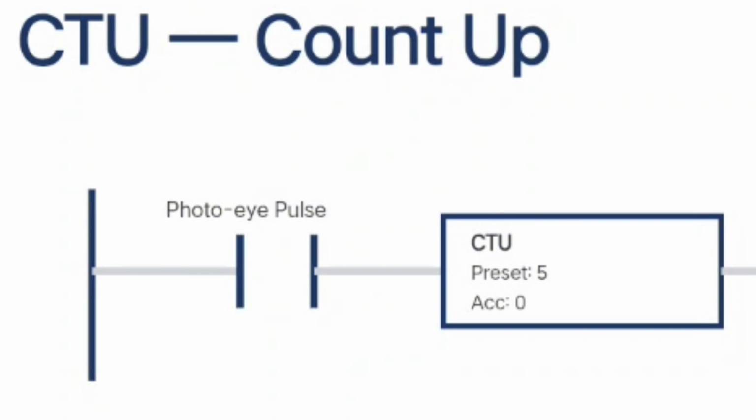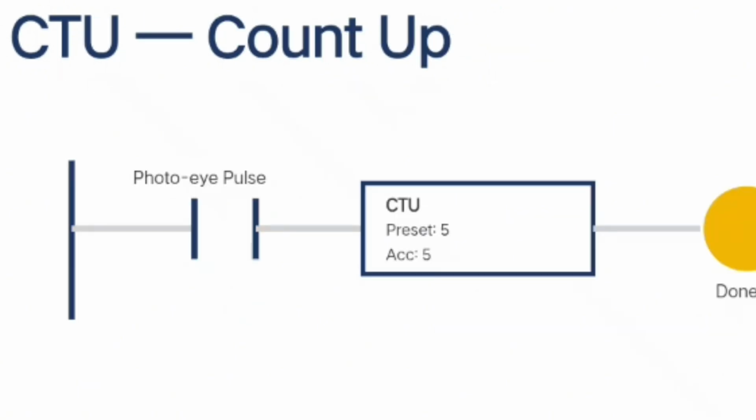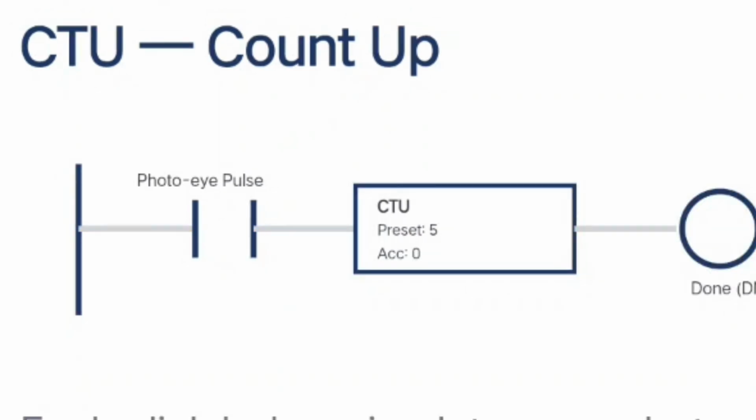CTU, count up, is the one you'll use most. Every time the input contact transitions from open to closed, the accumulated count goes up by 1. Once that count reaches the preset value, the done bit turns on. Real example: a bagging line has a photo eye that pulses once per bag. Wire that pulse into a CTU with a preset of 50. Once 50 bags have passed, the done bit trips, maybe that stops the line for a pallet change, or increments a batch total on the HMI.